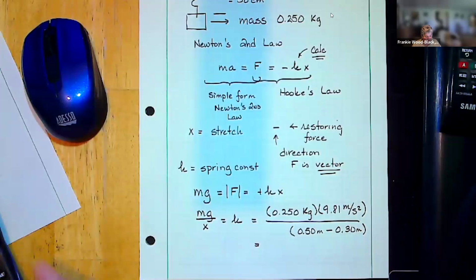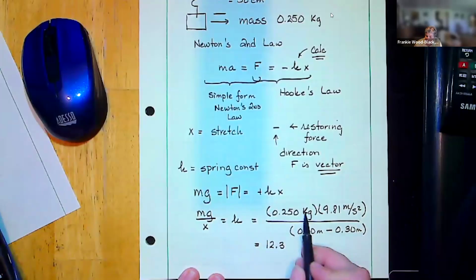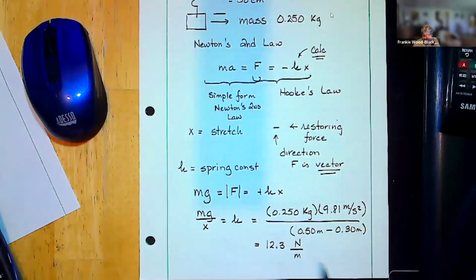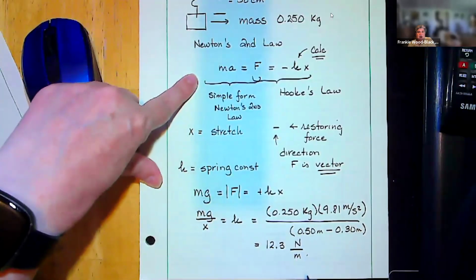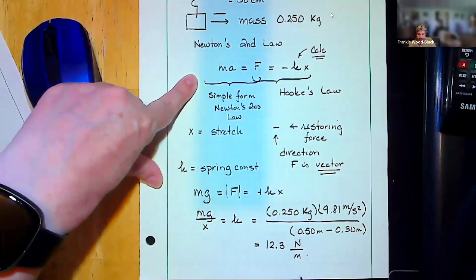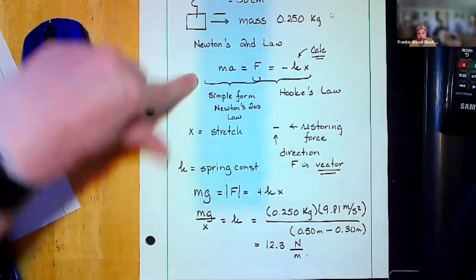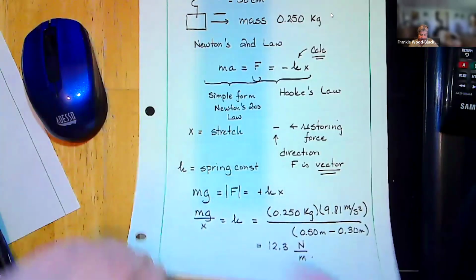And that gives us a spring constant of 12.3. On top, there are newtons. On the bottom are meters. And so we usually write our spring constant in terms of newtons per meter. So we know how to calculate Hooke's law. We've done that before. So now we have a spring constant for this system.